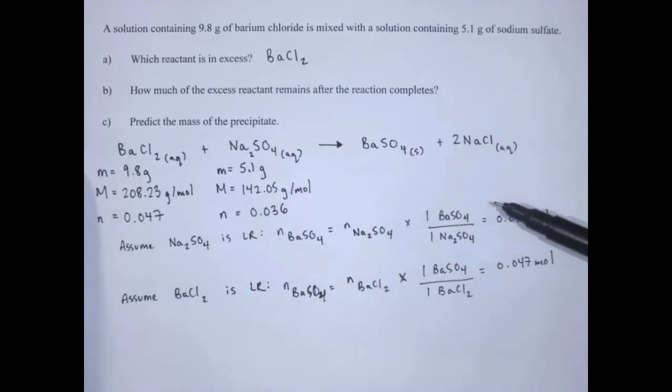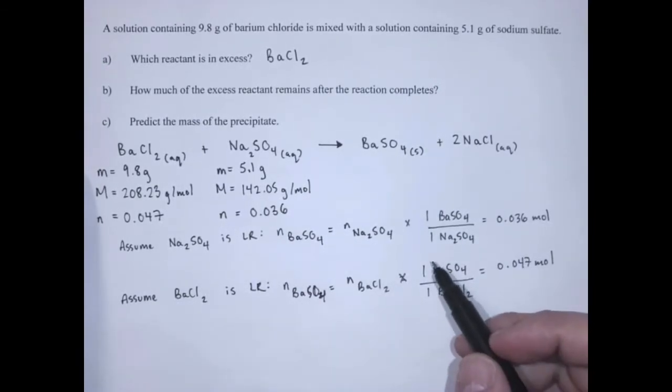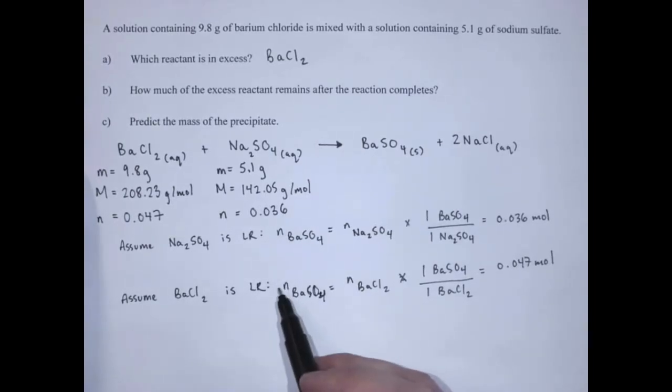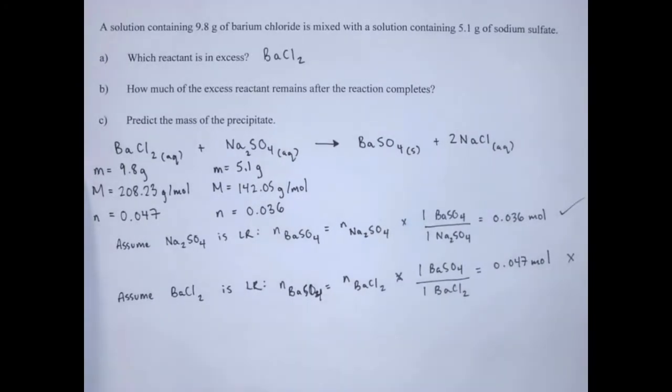And even in other reactions where the mole ratio is different, let's say it's like 2-to-1 or 3-to-2 or 2-to-3, some weird numbers like that, you can still use this method. The limiting reactant will be that reactant which produces the least amount of product. So in this case, once again, it is sodium sulfate. So we know then that barium chloride is in excess. So we know that this one works, that one doesn't. Okay, so barium chloride is the excess reagent.